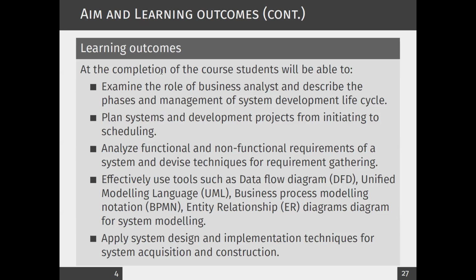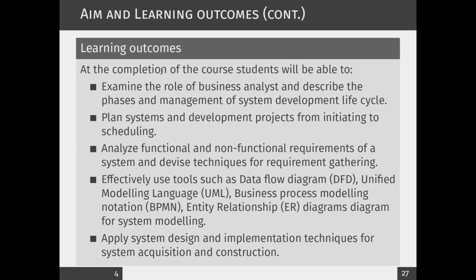Then the fourth one is the use of different modeling techniques. Throughout this module, we will discuss various tools to model our system. Data flow diagrams are one such tool. Then UML, business process modeling, entity relationship diagrams, and so on. ER diagrams you will also learn in database systems this semester.